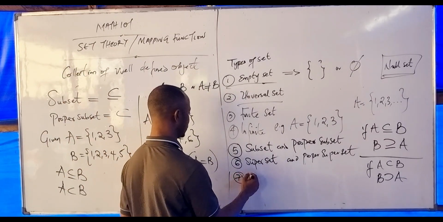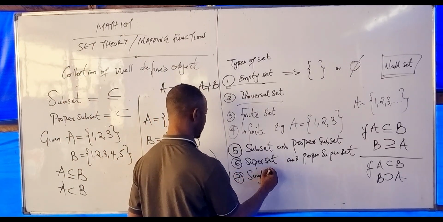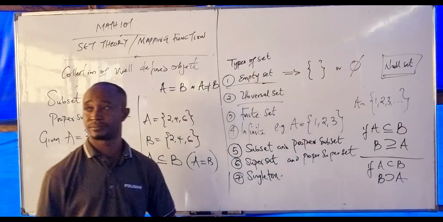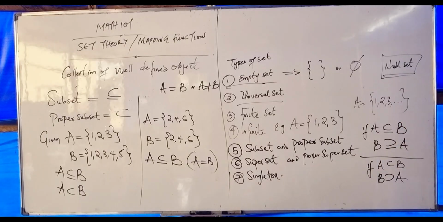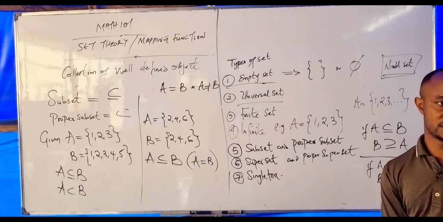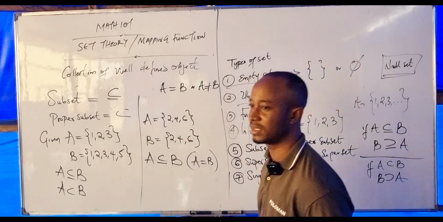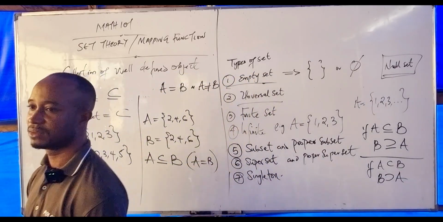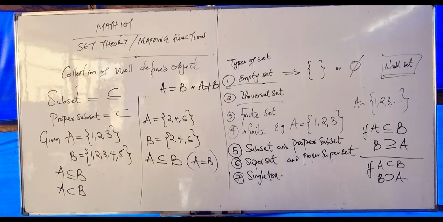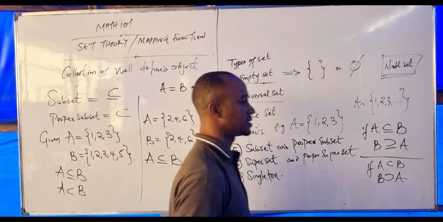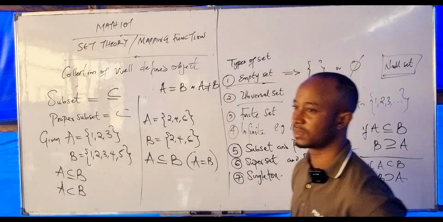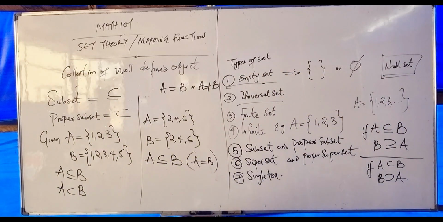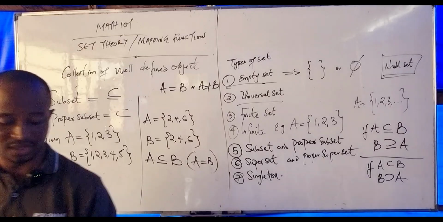The next one, another type of sets. Number 7, singleton. A singleton is a set that contains only one element. A singleton is a set that contains only one element.